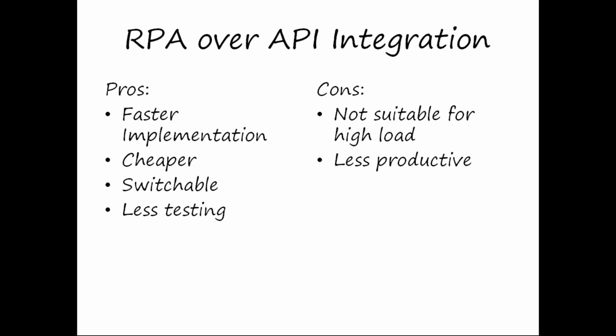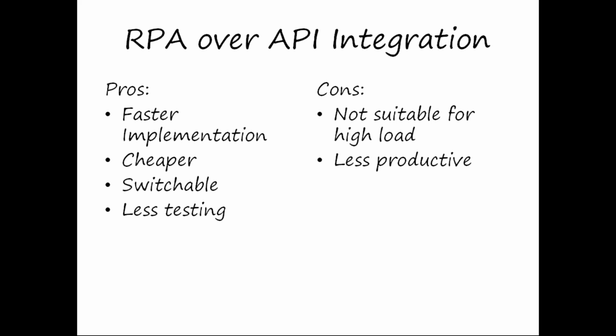Switchable means that at any moment, if you find that the API was not perfectly integrated, there are many flaws, many bugs or defects, so what should I do? It means there is no way to come back. When we say RPA, it's switchable. If you find that your bot is not working in the perfect manner, okay, let the person who was previously doing the job do it.